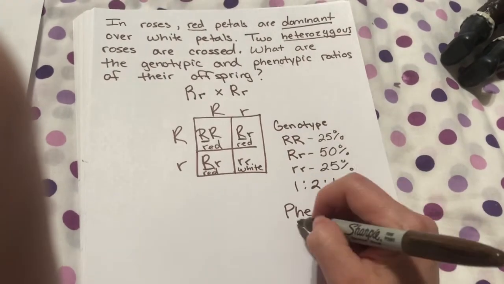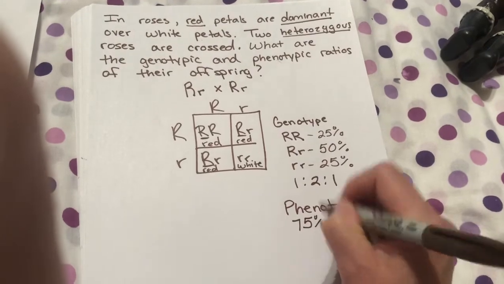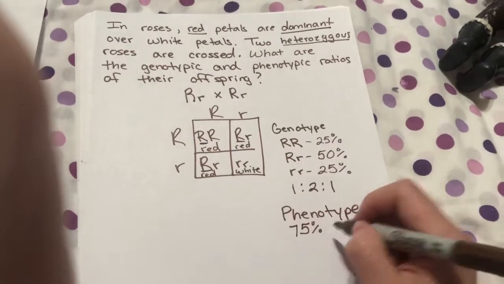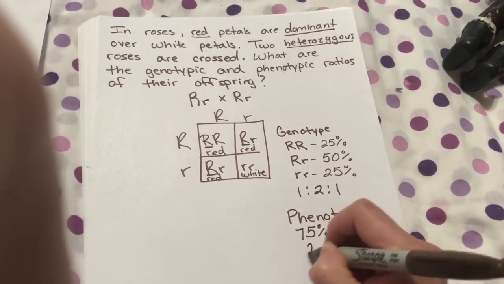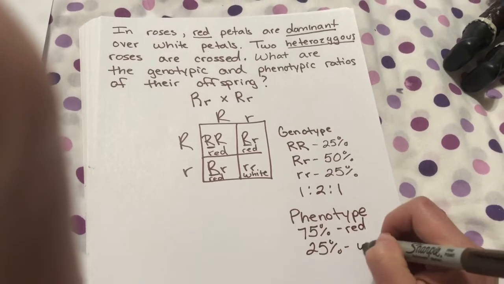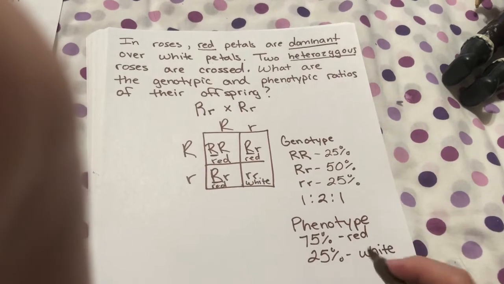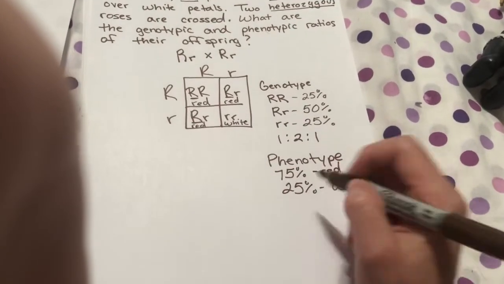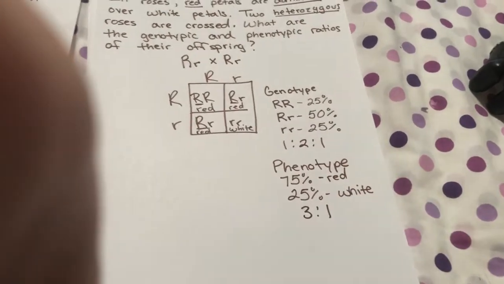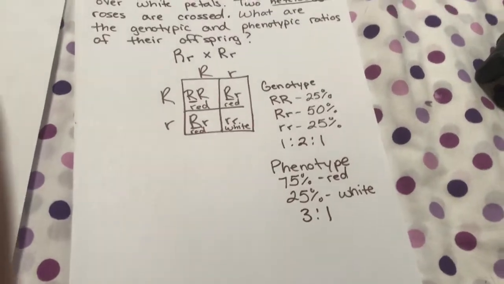So for phenotypic percentages, 75% or 3 out of the 4 have red petals. 25%, 1 of the 4 have white petals. Now if I'm looking for a ratio, that would be 3 to 1. 3 red to 1 white.